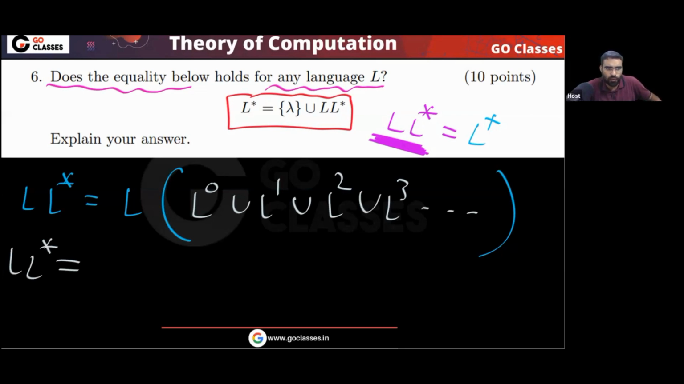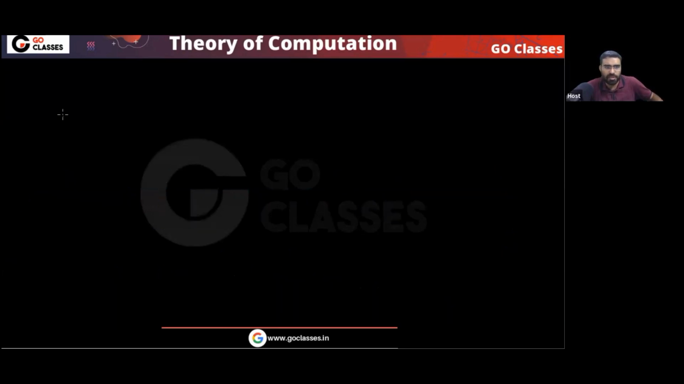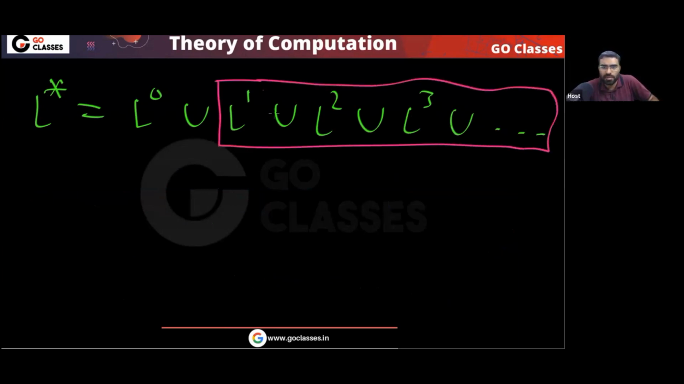That will be L power 1, union L power 2, union L power 3, and so on. And what is this? This is L plus. Okay. Now you tell me. Can I say that L star is equal to L power 0, union L power 1, union L power 2? This is the definition of L star. What is this? Tell me. This is your L plus. So can I say L star is equal to L power 0, union L plus?